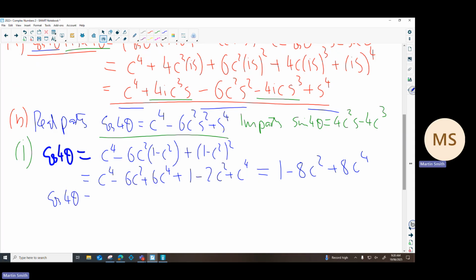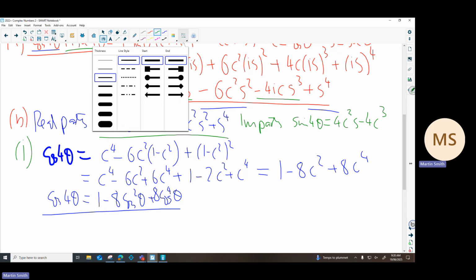Cos 4 theta is 1 minus 8 cos squared theta plus 8 cos to the 4 theta. That's the first identity proved. That's because c stands for cos theta. If I then want to do the second one, get the identity for sine 4 theta.